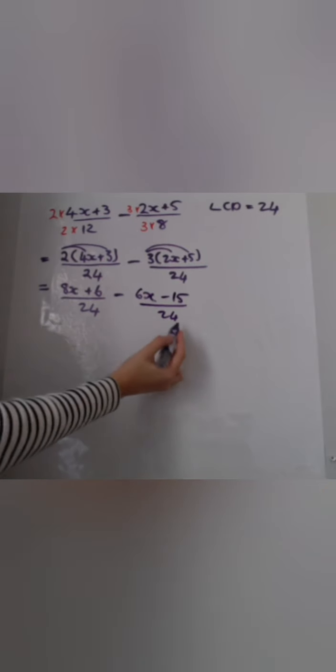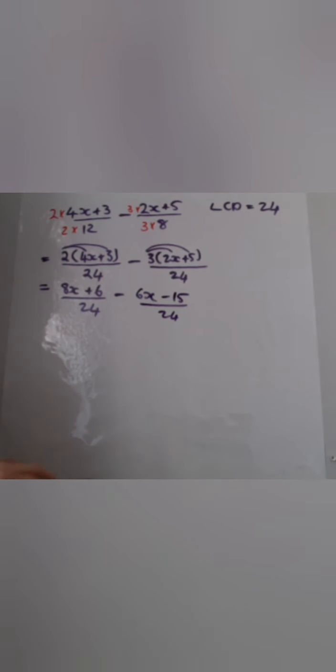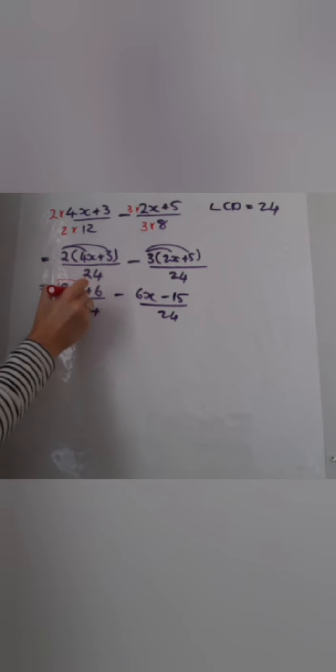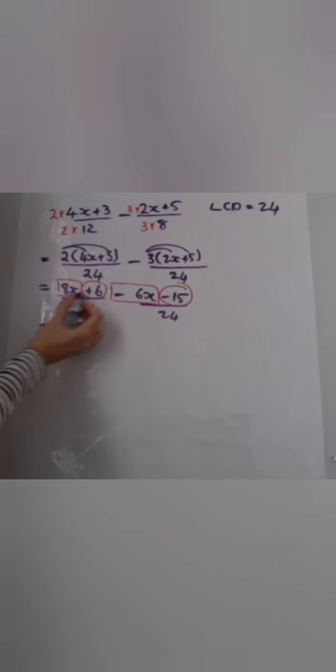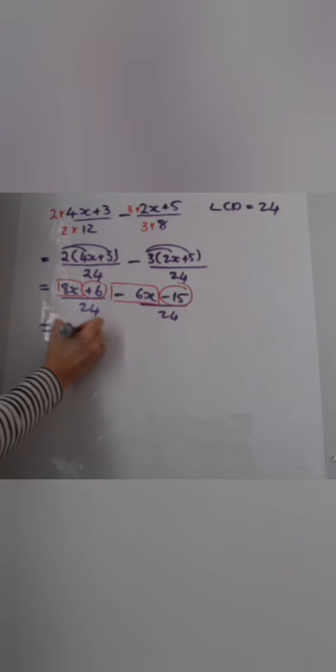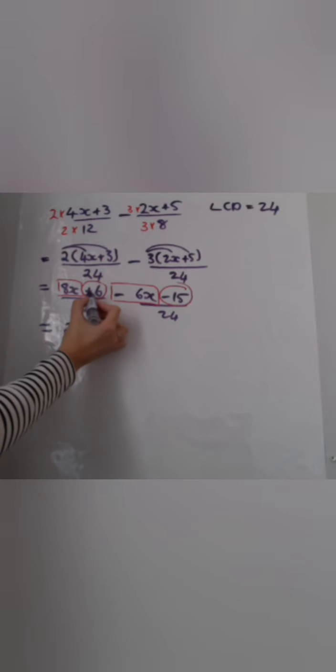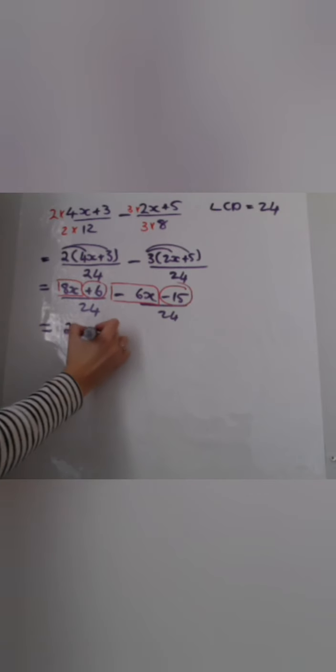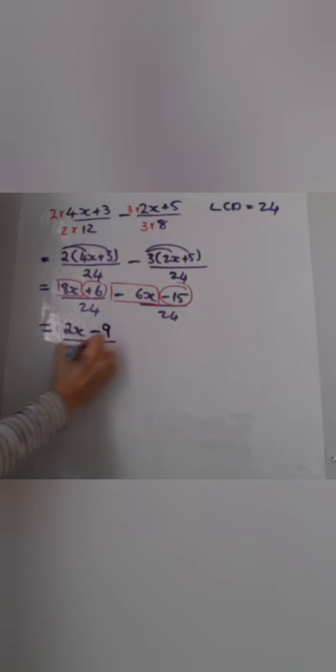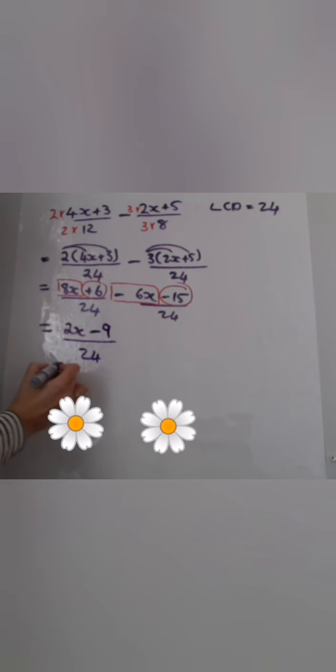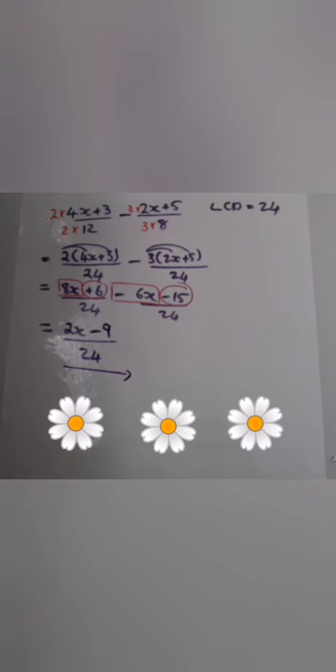Okay, now that the denominators are the same, we can add the numerators. So let's just show our like terms. We have an x over here, 8x, and we have negative 6x. And then we have 6 and negative 15. So now we can add those or subtract them. So 8x minus 6x is going to give us 2x, and 6 minus 15 is going to give us negative 9 over 24. We cannot simplify this, so that is your final answer.